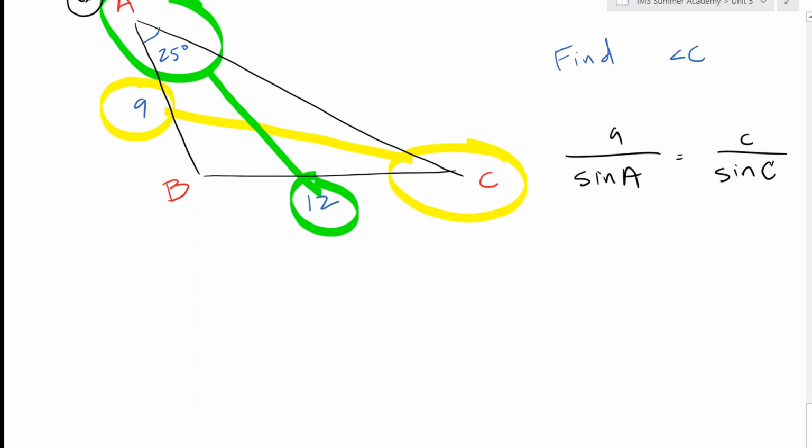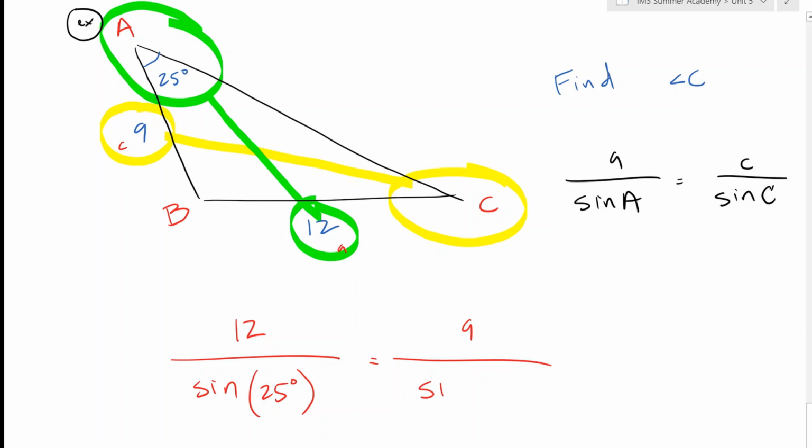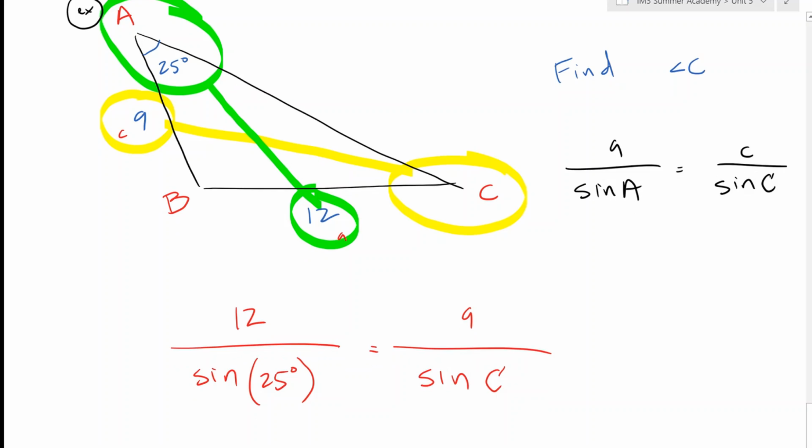And now when I fill these in, we should see that we have three numbers and one letter. Little a is this 12 number over the sine of big A, 25 degrees, equals little c, that would be the 9, over sine big C. Remember, big C is what I'm trying to find.